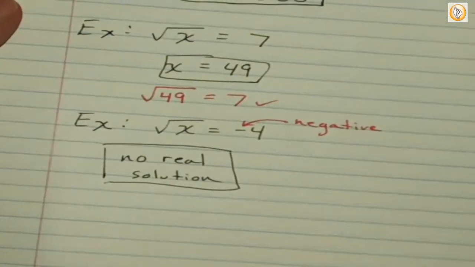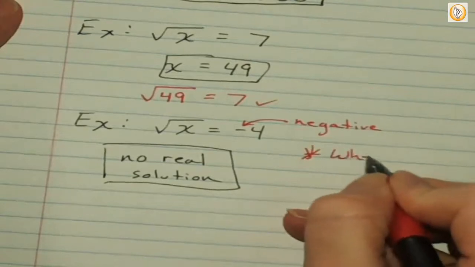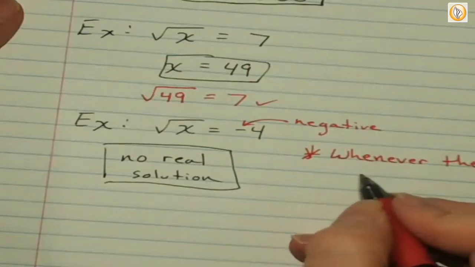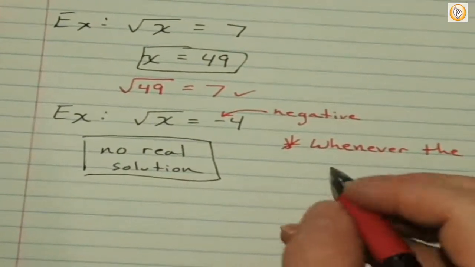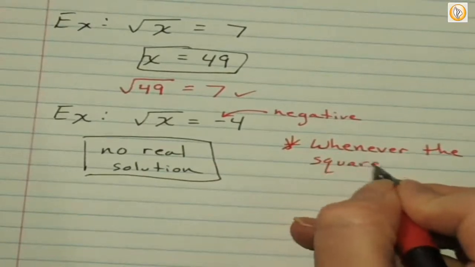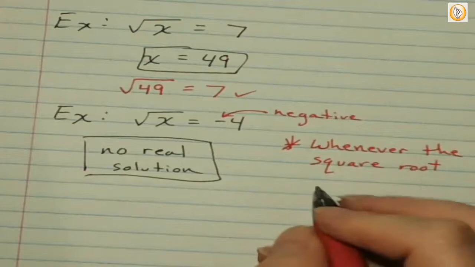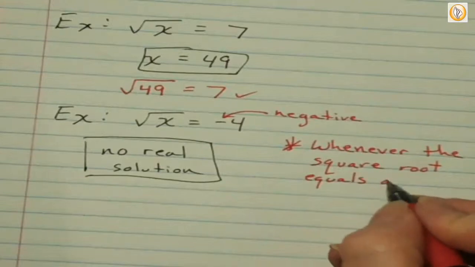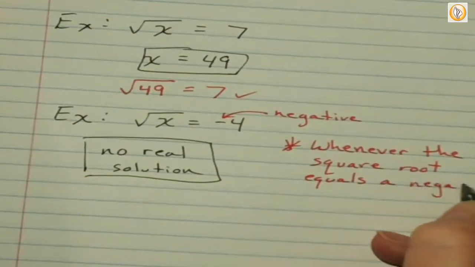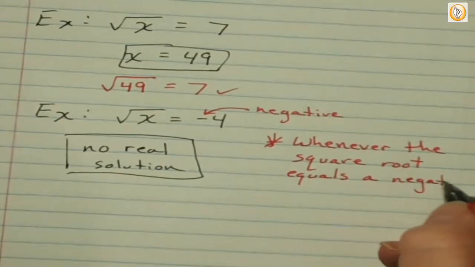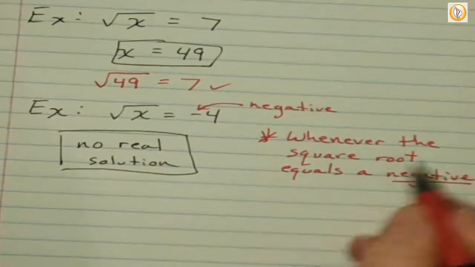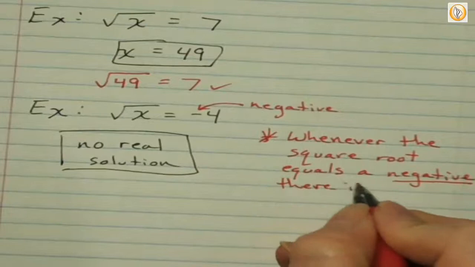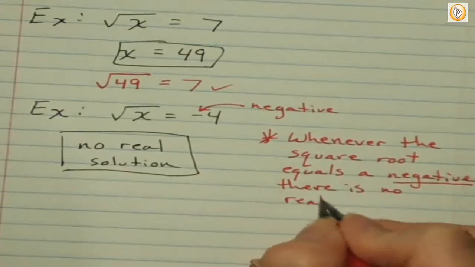Tricky, tricky. Whenever the square root equals a negative, there is no real solution.